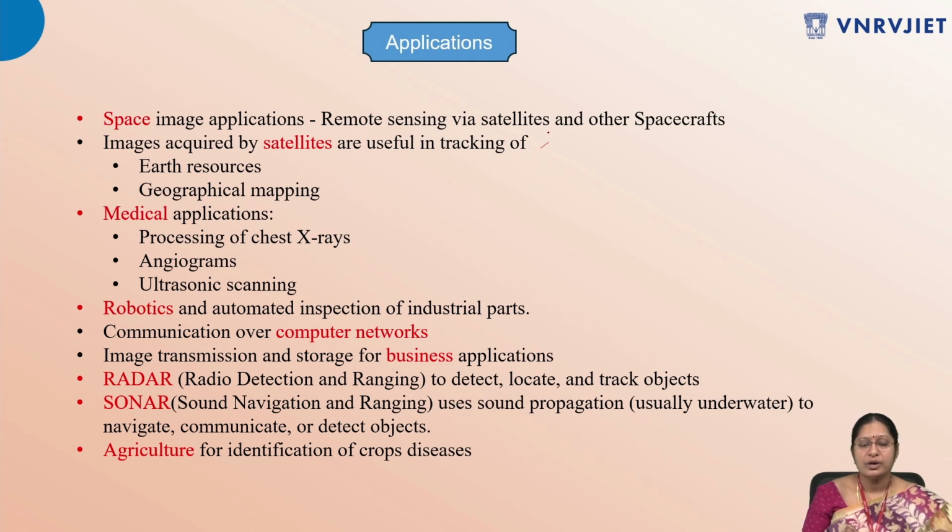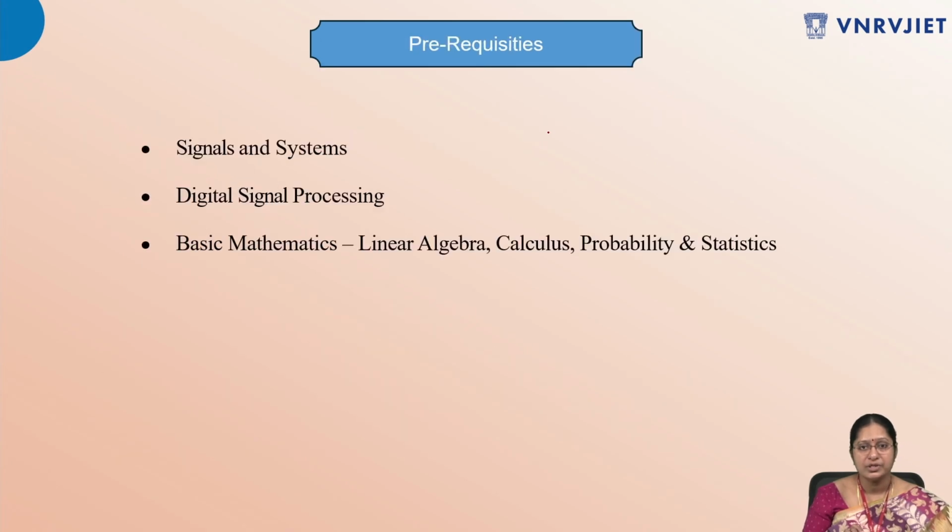Next, communication over computer networks, many social networks also there. Next, image transmission and storage for business applications. Radar, radio detection and ranging to detect, locate and track objects. Next, sonar, sound navigation and ranging, uses sound propagation, usually under the water, to navigate, communicate or detect objects. In the agriculture field, for identification of crop diseases, crop monitoring and etc. These are the main applications of image processing.